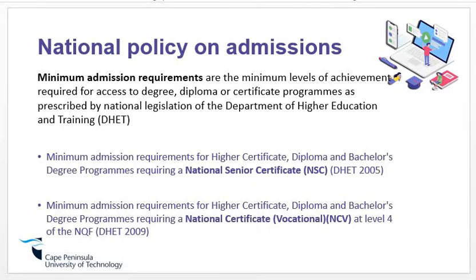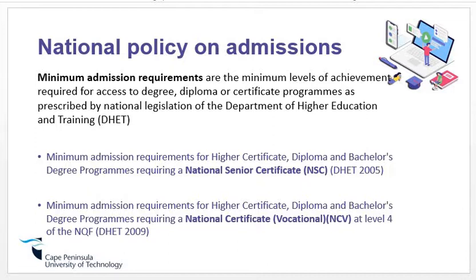The DHET stipulates minimum admissions requirements for entry into undergraduate qualifications. In other words, the minimum levels of achievement required for access into these programs. And this relates to the National Senior Certificate and the National Certificate Vocational. These requirements are stipulated as the minimum requirements for higher certificate, diploma, and bachelor's degree programs. And those students normally would get on their matric certificates, their national senior certificates, or on their NCV. It would stipulate whether they've passed at a diploma or a bachelor's level.